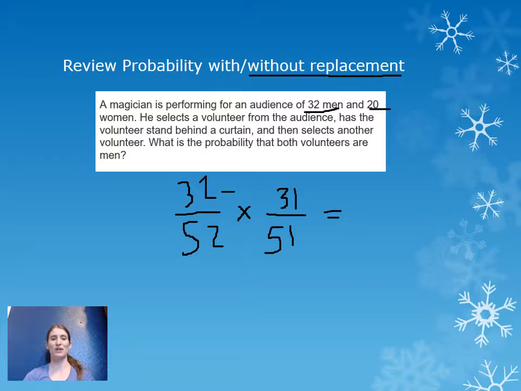So now this is how it works. We multiply straight across, on top and bottom, and then we're going to change it to a percent. So I say 32 times 31 equals 992. And 52 times 51 equals 2652.